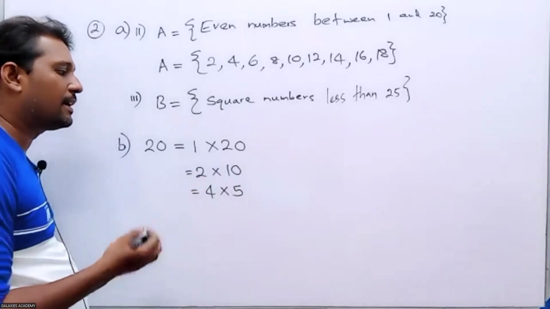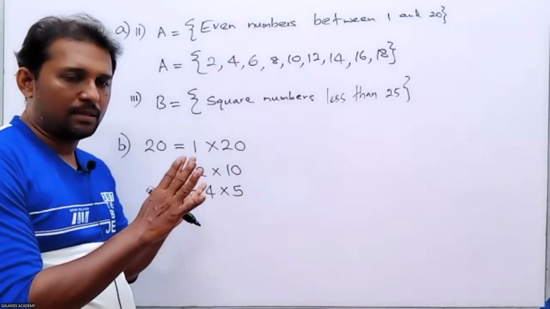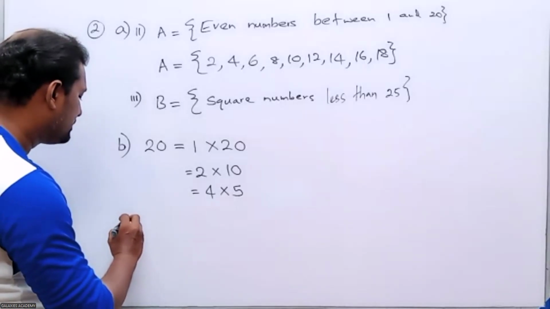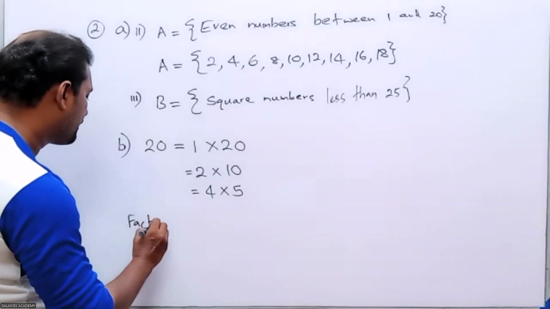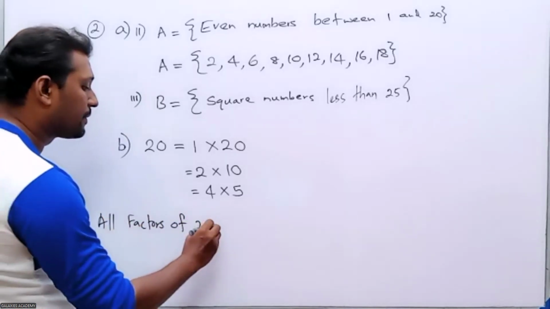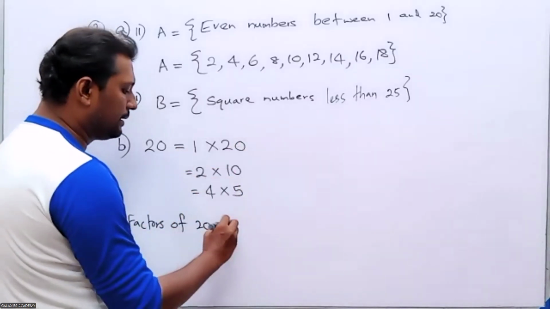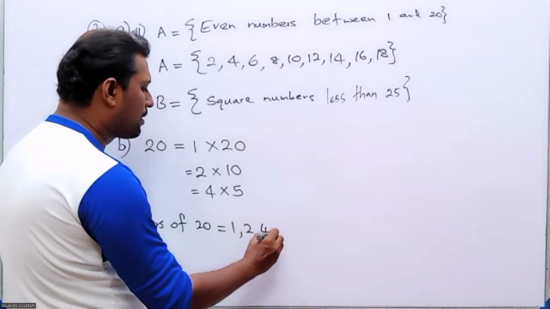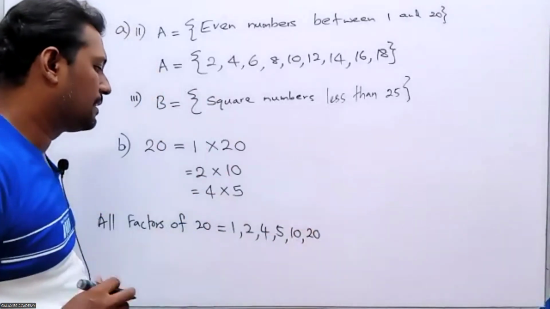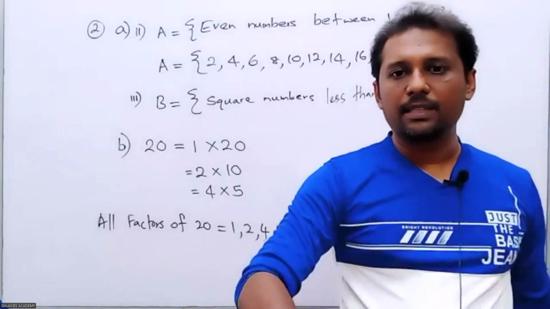Then next you can write 5 times 4. 5 times 4 is a repeated value, no? So you can stop writing the products. Then we can write the factors of 20, that means all the factors. What are the factors? 1, 2, 4, 5, 10, 20. Right? These are all the factors of 20. It is the method of finding the factors.